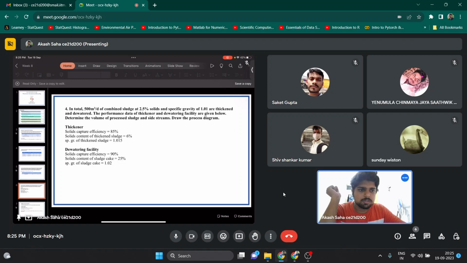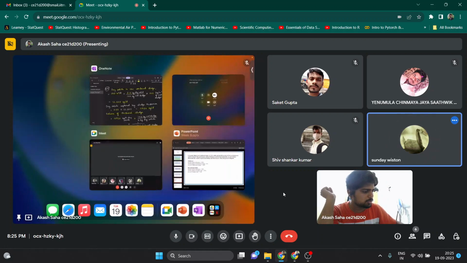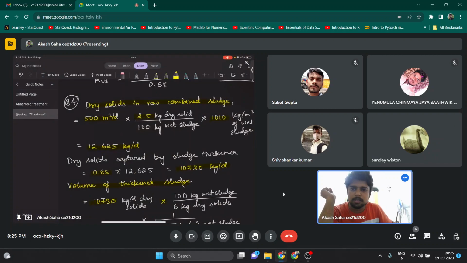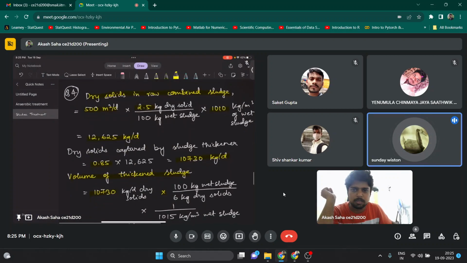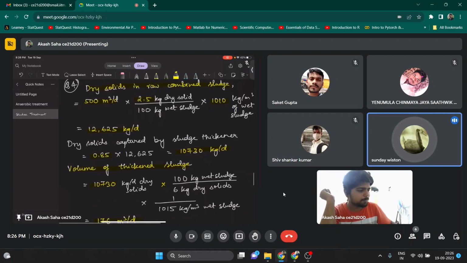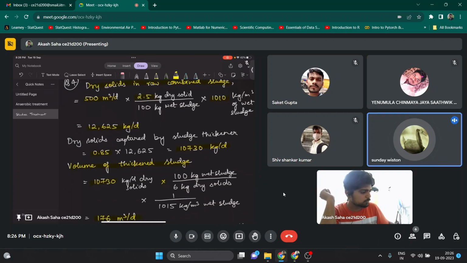Is it clear now? Yeah, clear. Can you show the calculation part? Okay, the 100 in this volume of thickened sludge. The 100 which I'm talking about is the upper one, in this part of 10,730 times 100 kg.